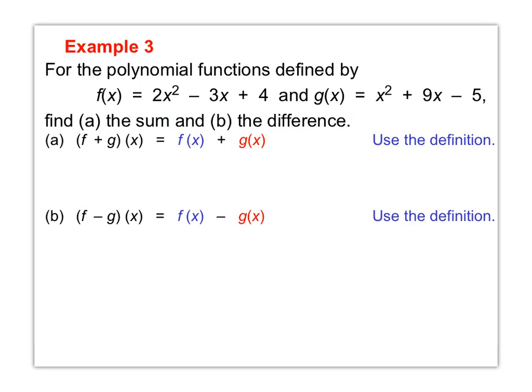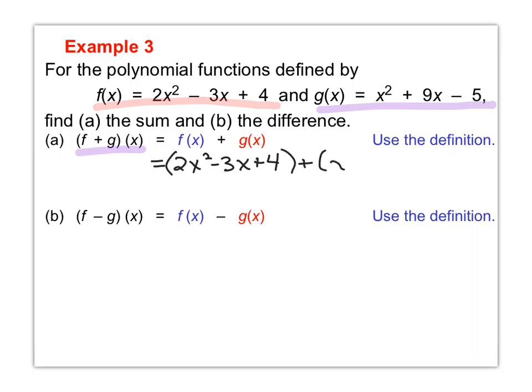For the polynomial functions defined by f of x, which is 2x squared minus 3x plus 4, and g of x, which is x squared plus 9x minus 5, we want to find the sum and the difference. So our f plus g of x is found by taking f of x plus g of x. Let's write that as the entire f of x function, which is 2x squared minus 3x plus 4, and then plus the entire g of x function. You can even put these in parentheses to get x squared plus 9x minus 5.